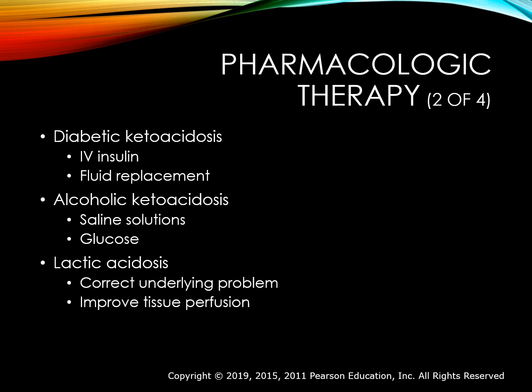As metabolic acidosis is corrected, potassium shifts back into the intracellular space. This shift can lead to hypokalemia and cardiac dysrhythmias. Carefully monitor potassium levels during treatment. Treatment for DKA includes IV insulin and fluid replacement. Alcoholic ketoacidosis is treated with saline solutions and glucose.